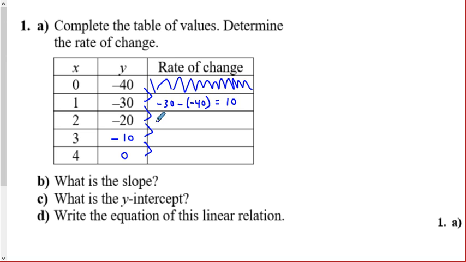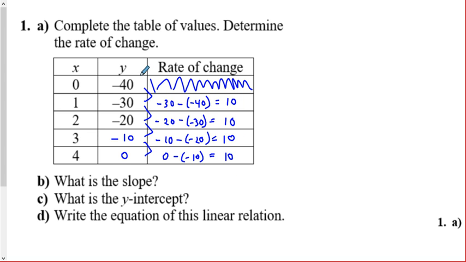For our next one, we end up at negative 20. Let's subtract the one before it to see how it's changed. Well, negative 20 plus 30, because subtracting a negative is like adding, is 10. And that makes sense, right? Because we can see it's going up by 10. Negative 10 minus negative 20 is 10. And 0 minus negative 10 is 10. So my rate of change tells me that it's going up by 10 each time.